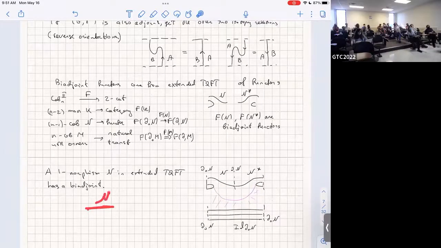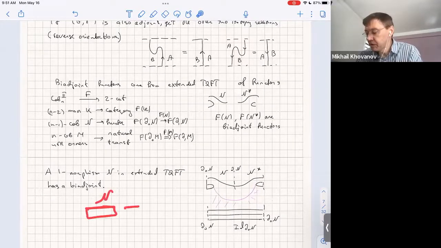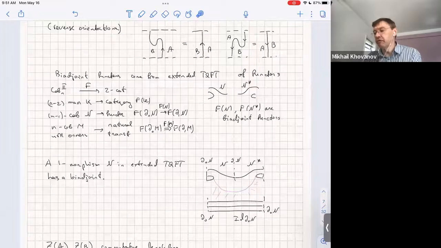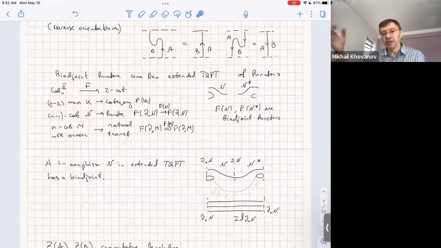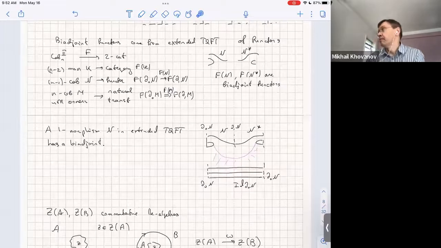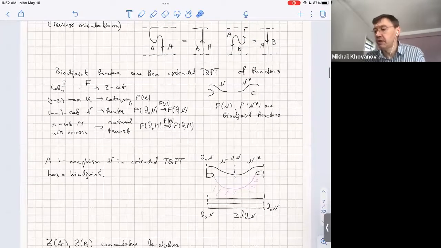Let me draw it here. You take n times the interval and then just stretch it, so it's n star. In this way, you can get all four n cobordisms, and you have isotopies between corresponding compositions, so you get a biadjoint pair out of this. You can also say that just inside this two category, if you think of these as functors, then this functor is automatically biadjoint to its reflection. And that's the way to get pairs of biadjoint functors from any TQFT.